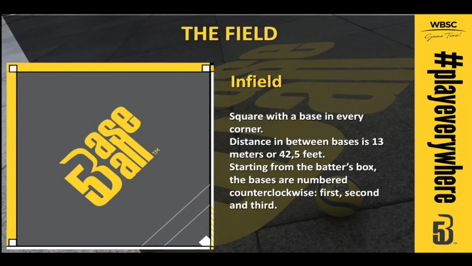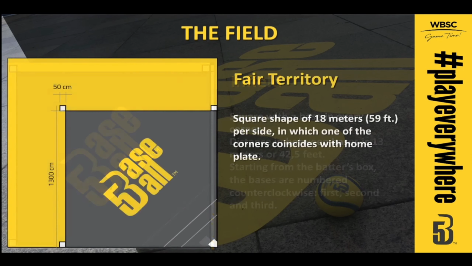The infield has a square shape with a base in every corner. The distance between bases is 13 meters, or 14.5 feet. Starting from the batter's box behind home plate, the bases are numbered counterclockwise like in baseball and softball: first, second, and third base. The fair territory has a square shape of 18 meters, or 59 feet, per side.